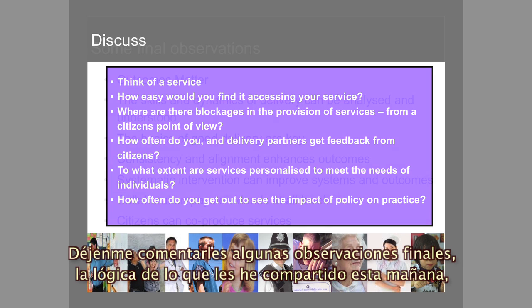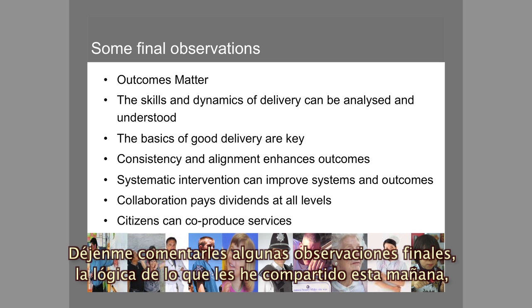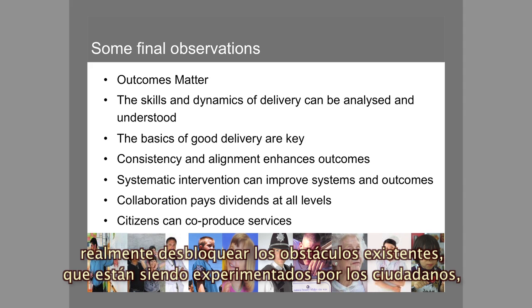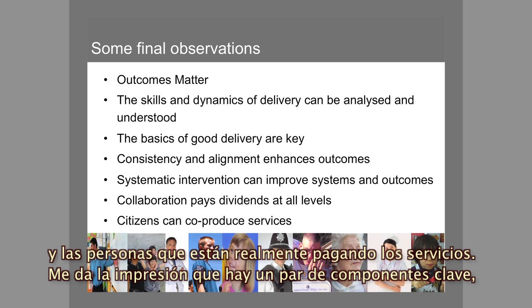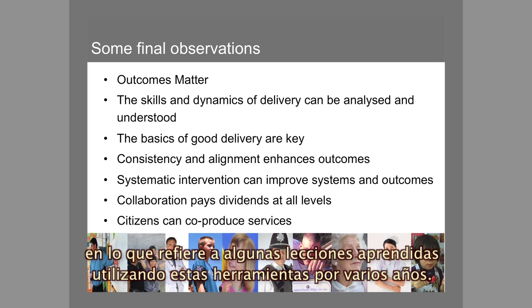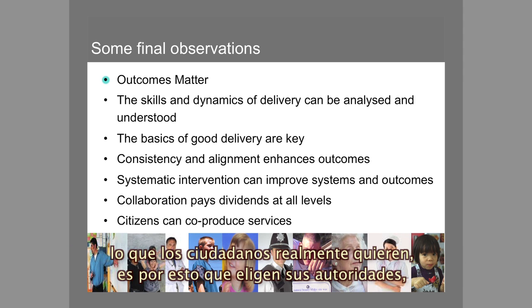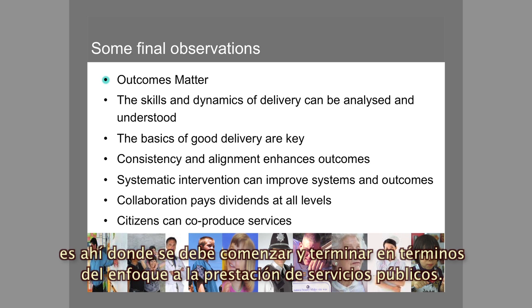But let me just make a couple of final observations. The logic of what I've tried to share with you this morning is that approaching problems of public service delivery in a systematic way enables us all to actually unblock whatever the obstacles are that are being experienced by citizens and the people that are paying for those services. And it seems to me there are a couple of very key components in terms of some of the lessons that we've learned in using these tools over a number of years. The first is that outcomes matter. That actually by focusing on what outcomes the government is after, which hopefully is what citizens actually want, that's why they were elected, that's where you start and you finish in terms of an approach to public service delivery.